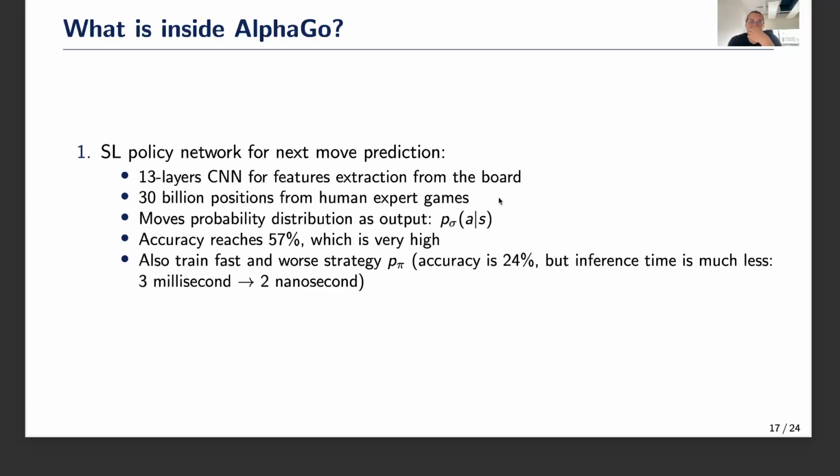And also, AlphaGo trained a second, weaker policy network, denoted p_pi, with smaller accuracy, but inference time is much less: 3 milliseconds per step down to 2 microseconds.